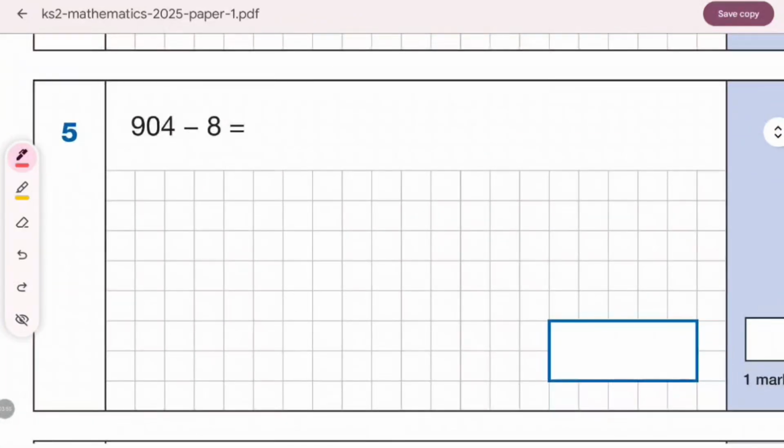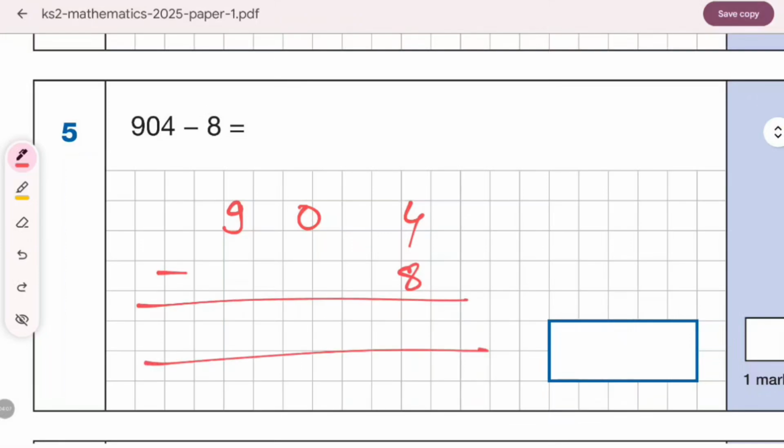Question number 5 is again very easy for you. We just need to find the difference of 904 and 8. We know that 4 minus 8 is not possible, so we will take a borrow from the preceding number. 0 will not be able to give, so we'll take a borrow from 9. So it will become 8 and the next number will become 10. Now again we'll take a borrow from 10, so 10 will become 9 and this number will become 14. So 14 minus 8 will give us 6, 9 minus 0 will be 9, and 8 will still remain the same. In this way we'll get the correct answer for this question as 896.